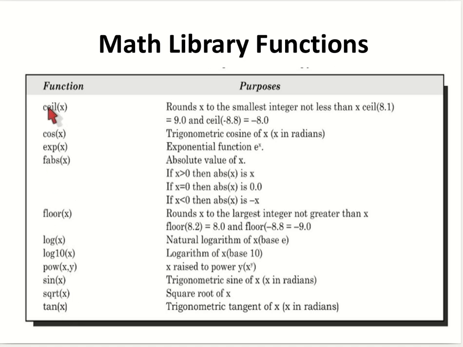Okay, ceil of 8.1 will give you 9.0, ceil of minus 8.8 will give you minus 8.0. Means it rounds to the higher value. Okay.